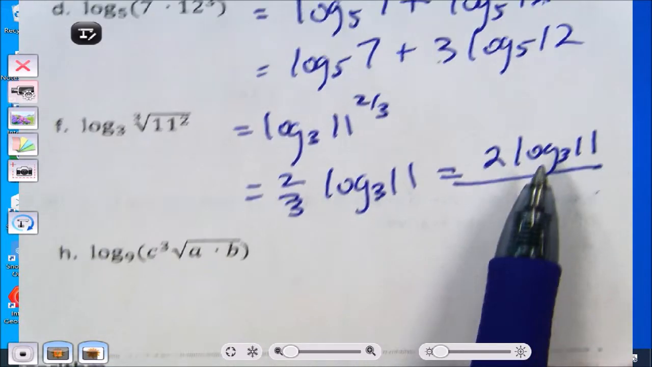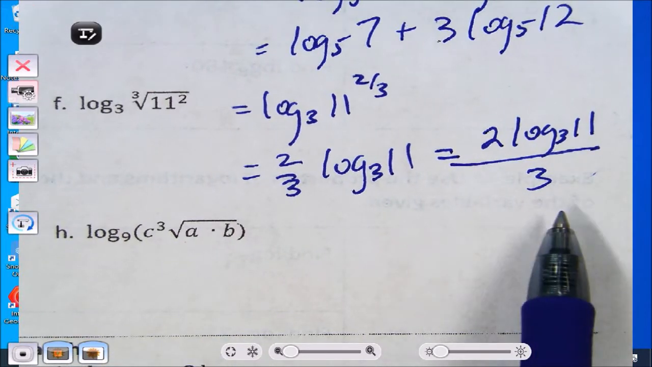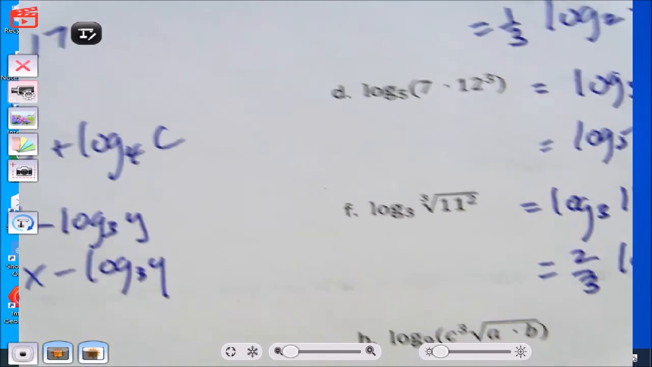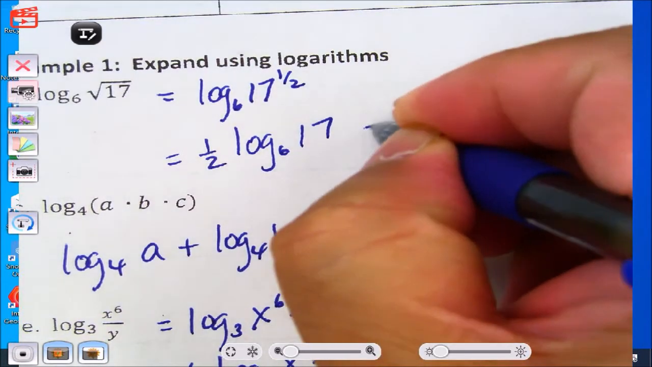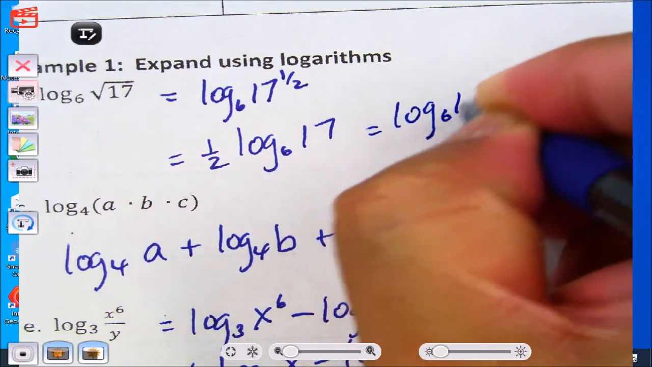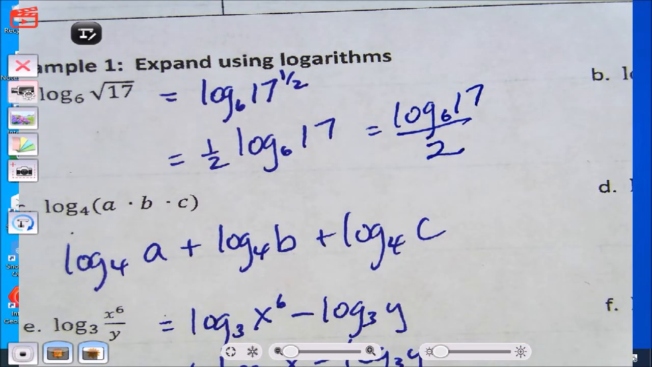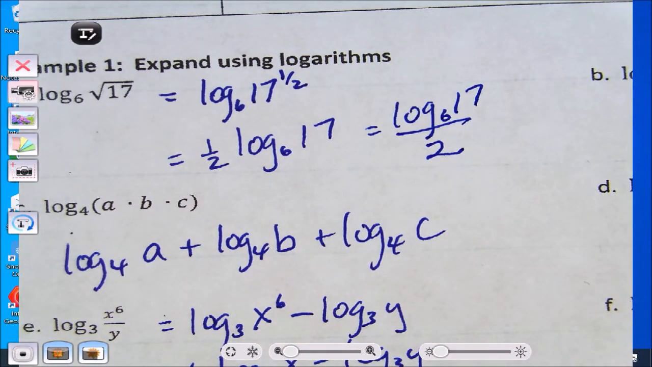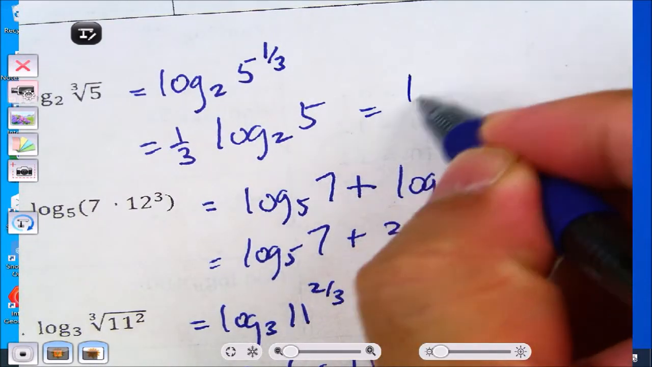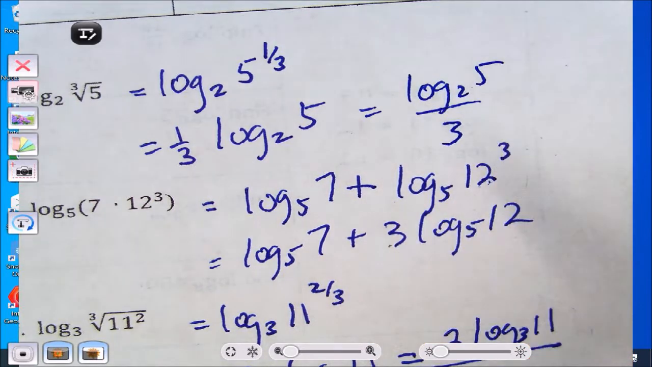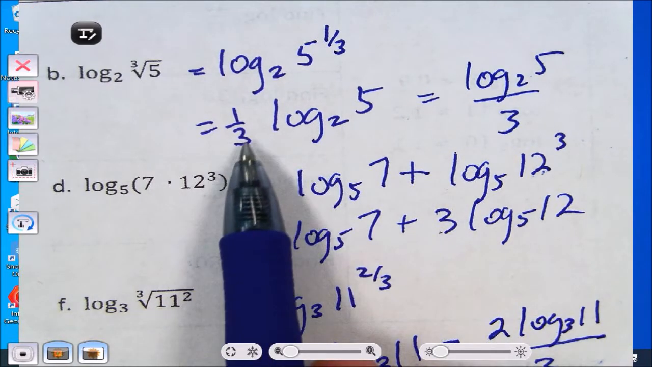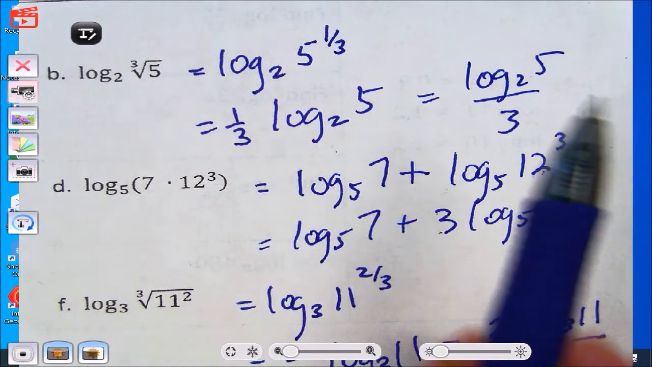Alright, see if you can find another one where I can rewrite it like this. We've already done 2 of them. The first one, the computer will write like this. Log base 6 of 17 over 2. And B would be log base 2 of 5 over 3. All they're doing is taking that number and just putting it under the log. Okay, makes sense.